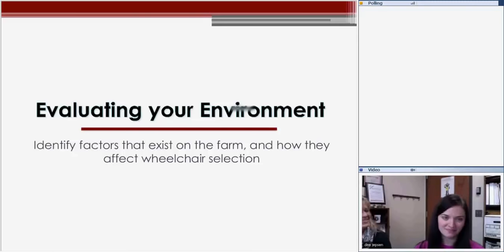Thank you, Dee. The first point I'd like to discuss when selecting a wheelchair is evaluating the environment. As the user, you have multiple environments you're going to be using the chair in, both in-home and on the farm, so look at the whole spectrum of where you'll be using the chair and the implications that has on the type of chair you want to select.